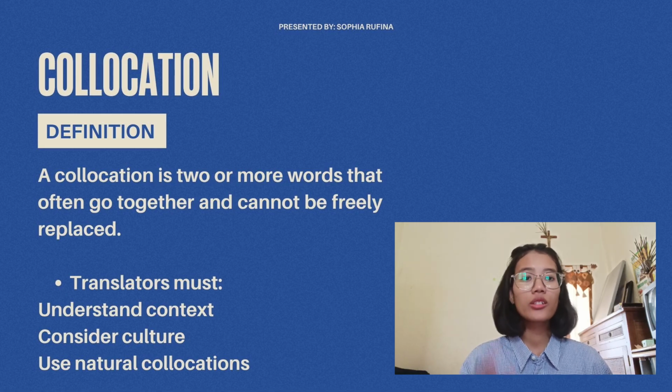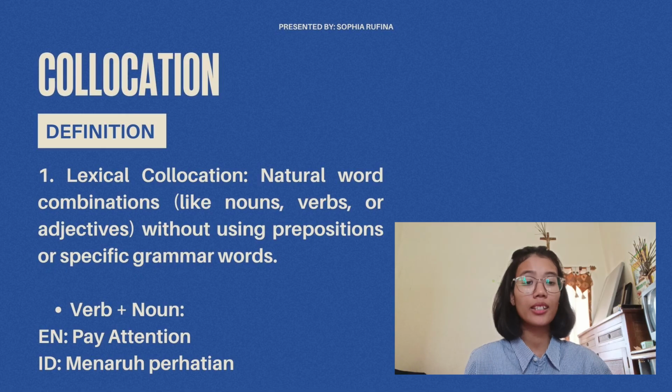Translators must do 3 important things. First, the translator must understand the context. Second, the translator must consider the culture. And third, the translator must always use natural collocation in the target language. Collocation has several types. Number 1 is lexical collocation.